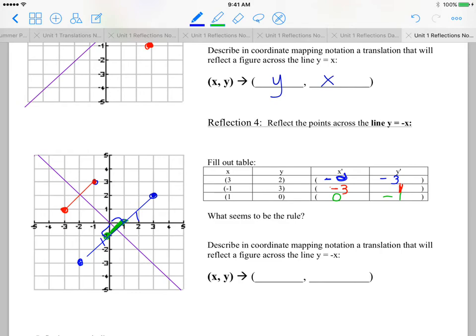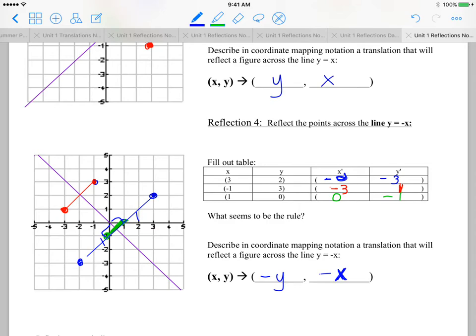So what does it look like our rule is? I went from 3, 2 to negative 2, negative 3. It's very common to the one above it. But this time I've got to negate y and negate x. So there's our rules. There's 2 more rules for your reflection sheet. That should fill out box number 3 and 4.